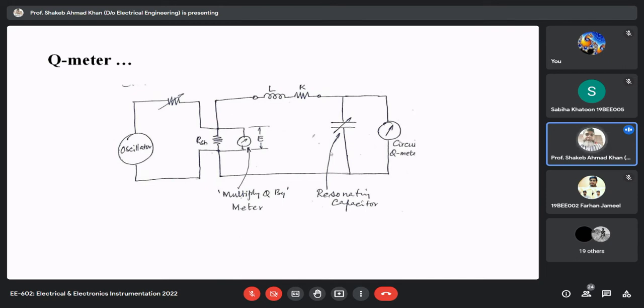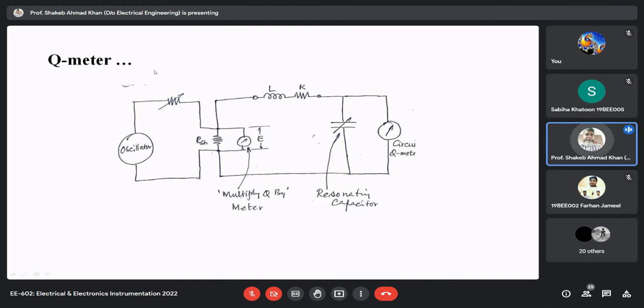In this case, if we are not using this shunt resistance, obviously the oscillator circuit will have a certain internal value of resistance, and that resistance obviously affects the Q factor of this test coil.